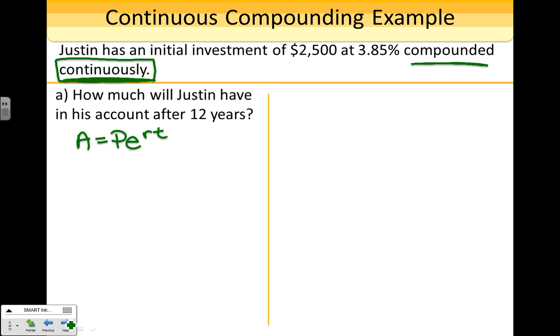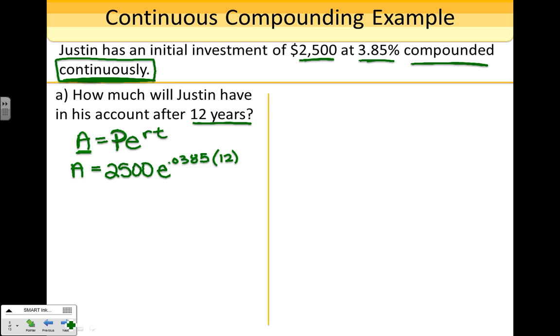All right, so we want to figure out how much money he ends up with. So we're solving for A. So let's plug in what we know. Our initial investment is $2,500. So that is our P, our principal amount. E is just a number, so no variable, nothing will ever get put in for E. Our rate is 3.85%, so 0.0385 times T, which we want to know how much he has after 12 years.